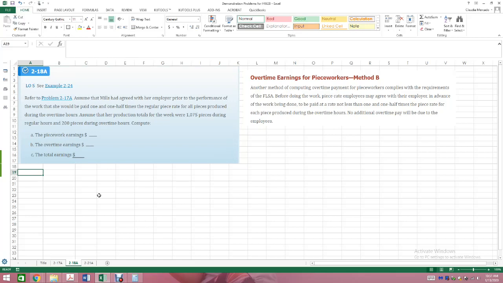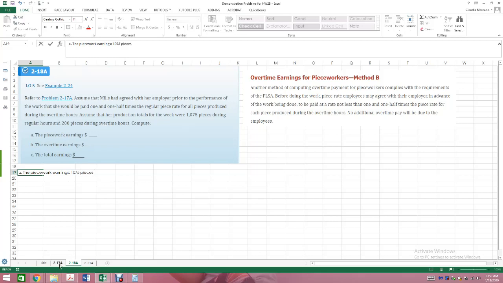The first requirement is to calculate the piecework earnings. So, how many pieces were produced in total during the regular hours? Here we are going to break it down between regular hours, what was produced during the regular 40 hours, and what was produced during the overtime. During the regular hours, 1,075 pieces were produced.